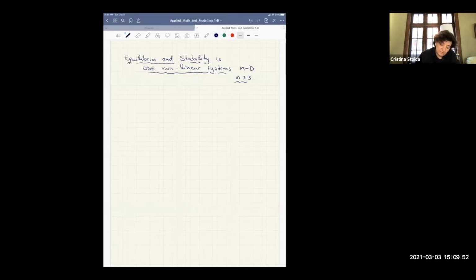Okay, so the typical format is something that looks like this. So f is also a function, right? So x is in some domain in Rn, and f is defined on this domain in Rn and takes values in Rn as well. So f is a vector as well, okay?